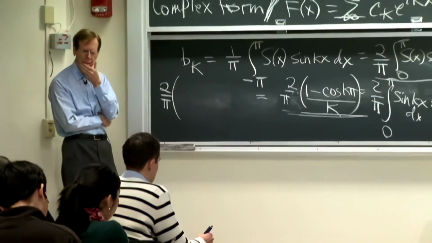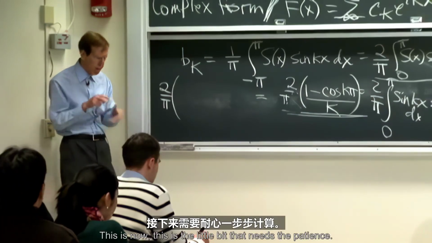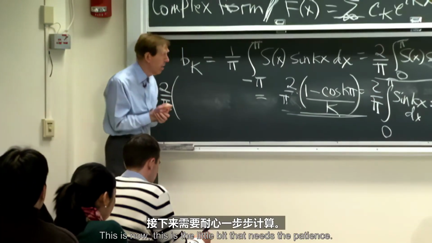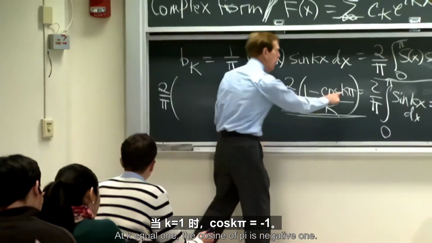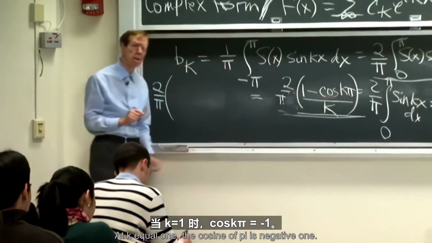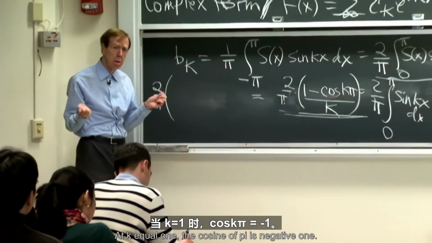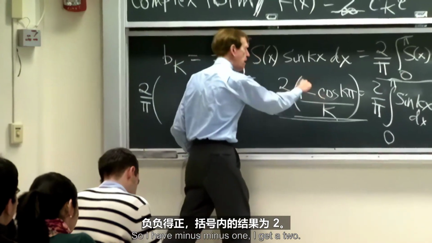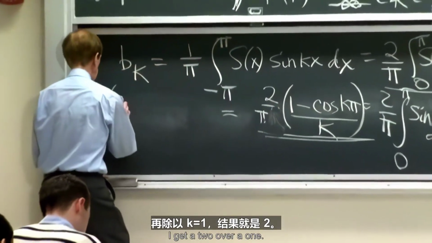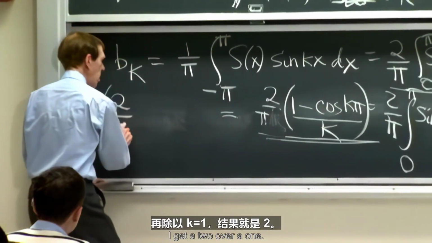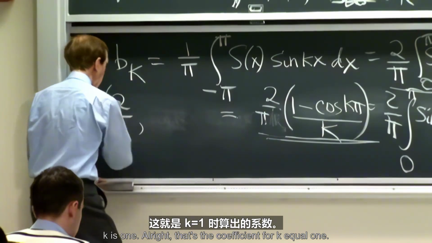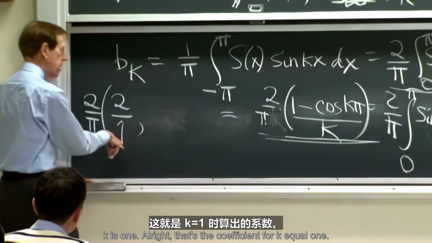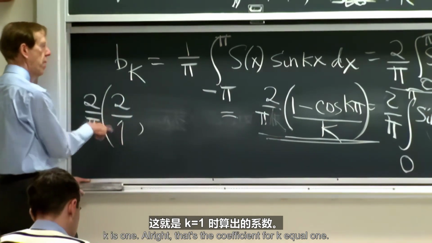At k equal 1, this is the little bit that needs the patience. At k equal 1, the cosine of pi is negative 1. So I have net minus 1. I get a 2. I get a 2 over a 1. K is 1. All right, this is the coefficient for k equal 1.